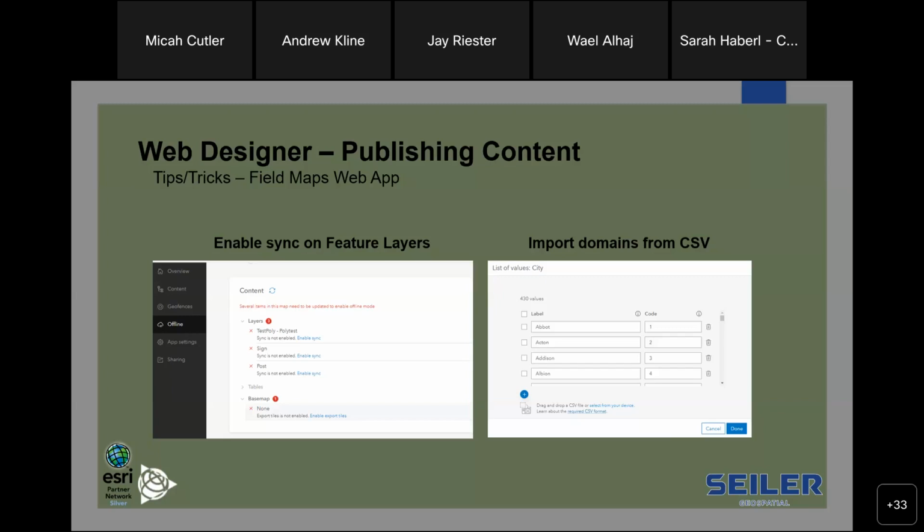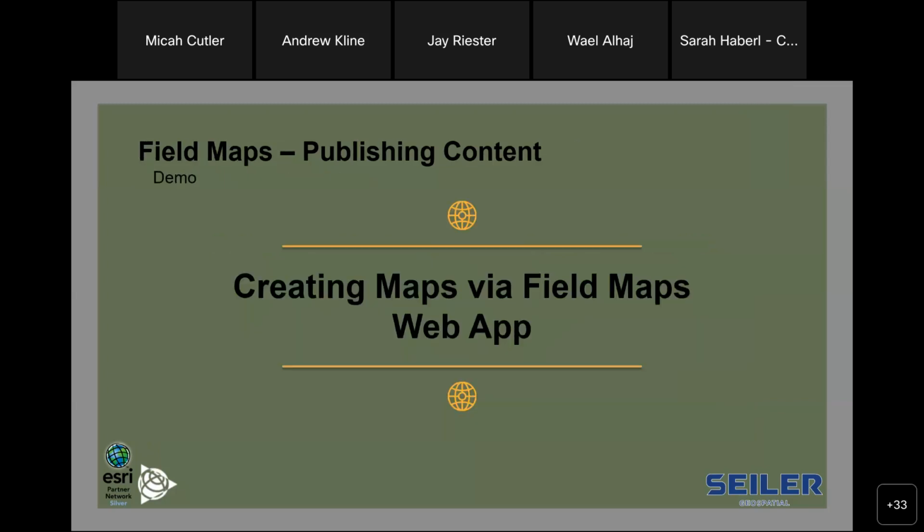In addition to that, you can edit domain fields. So if you have existing domain fields, you can actually edit them. You can just remove them all and update them via CSV, or like I mentioned, you can actually create a pick list from scratch. So I'll go over that right now.